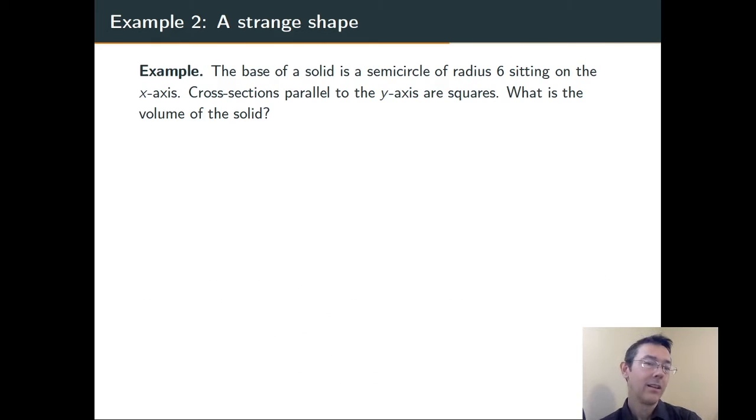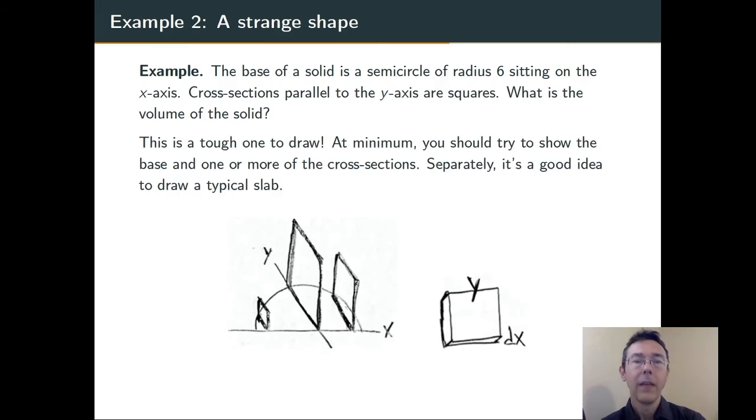The base of a solid is a semicircle of radius 6 sitting on the x-axis. Cross sections parallel to the y-axis are squares. What's the volume of the solid? Okay, this is a hard shape to even envision. My best advice is to start by drawing the base. So in this case, a semicircle of radius 6. That at least we can picture and draw fairly easily. And then try to draw in some cross sections as best you can, using a little bit of perspective drawing, hopefully. So here's my rough thumbnail sketch.